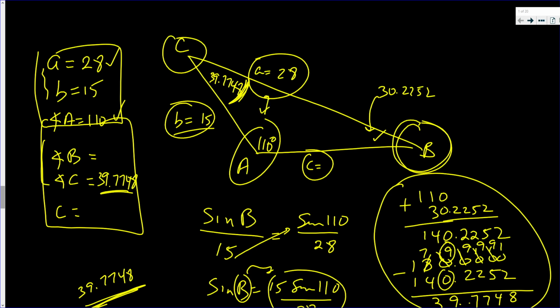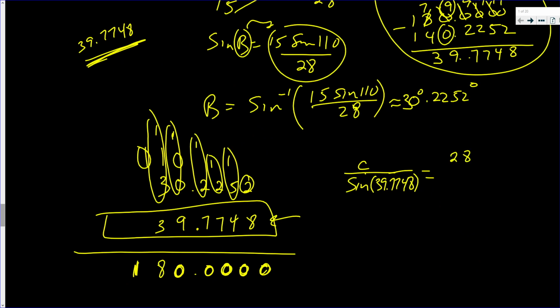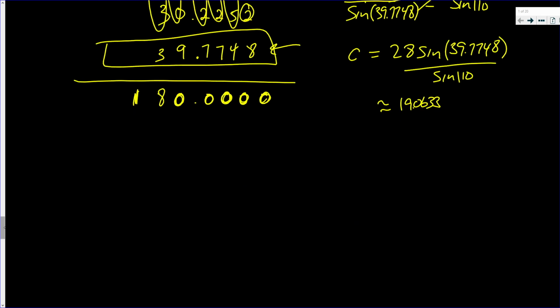I'll use the information they gave us. 28 divided by sine of 110. Just bring that up. So c is 28 times the sine of 39.7748 divided by the sine of 110. And it turns out that that's approximately 19.0633.